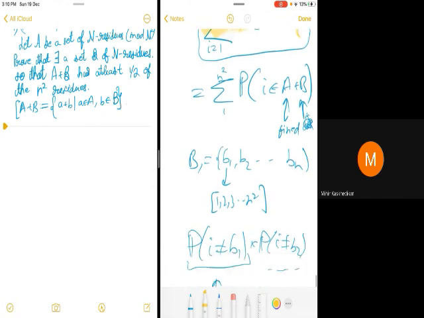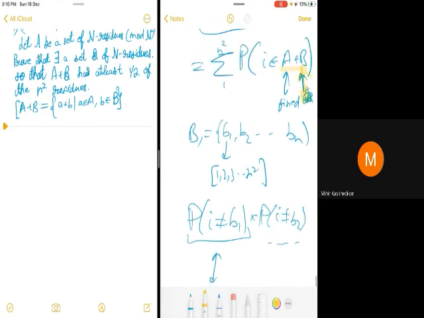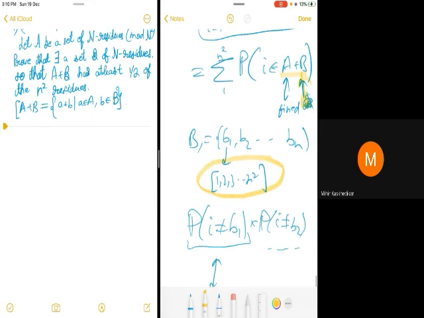So now this will be the summation from 1 to n square of the probability that I belongs to A plus B. This was just to emphasize that B is random. B is a set constructed by choosing B1, B2, till Bn, which belong to B, and all are chosen uniformly at random from 1 to n square, right?